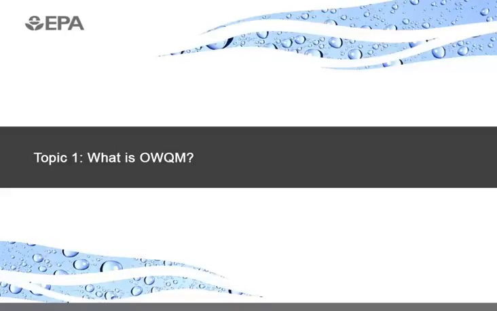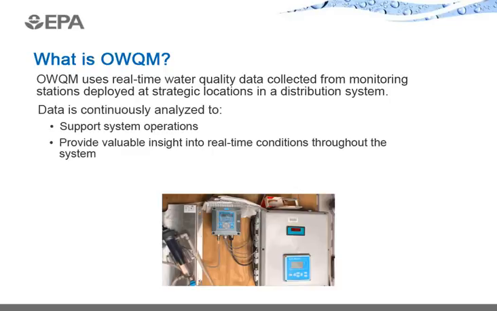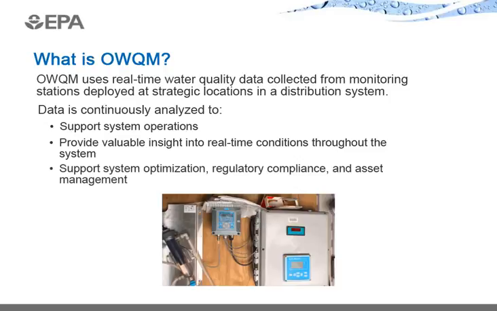First, let's define OWQM. OWQM uses real-time water quality data collected from monitoring stations deployed at strategic locations in a distribution system. This data is continuously analyzed to support system operations and provides valuable insight into real-time conditions throughout the system. This information allows utilities to detect incidents of unusual water quality in sufficient time to take corrective actions if necessary. The data generated by OWQM can also support system optimization, regulatory compliance, and asset management. We'll cover these benefits later in the module.